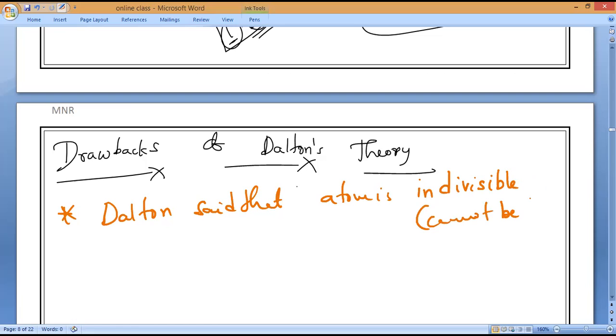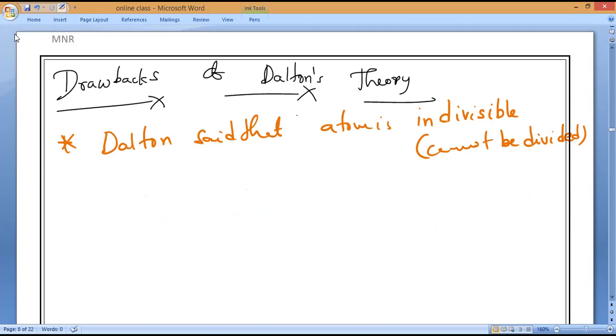But later it has happened. We people can divide the atom also. Individual electrons we can remove from them. So it is made up of subatomic particles. So it is wrong. Drawbacks of that one. Dalton said that atom is indivisible, but atom is made up of what, guys? Made up of subatomic particles.